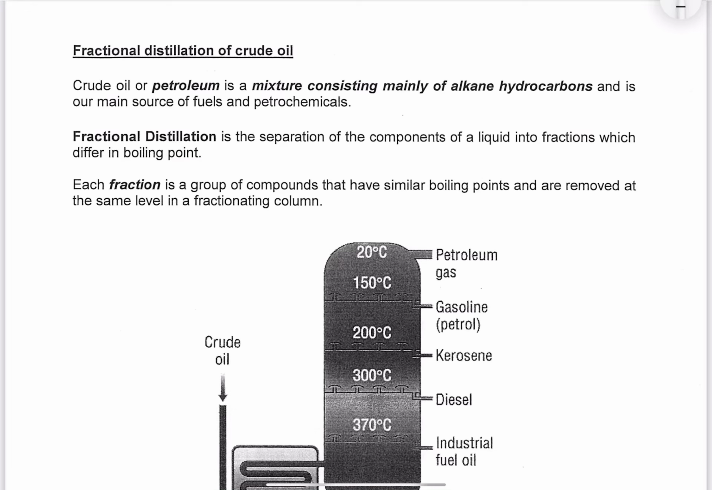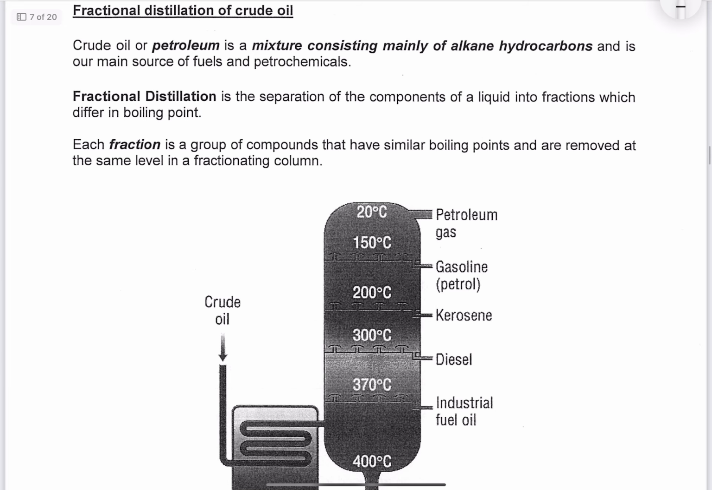In this short video, we're just going to do a recap about what you know from fractional distillation at GCSE and maybe just tweak it a tiny bit to make it more A-level appropriate. So crude oil that we extract from the North Sea, or petroleum, is a mixture that is mainly alkane hydrocarbons and is our source of fuels and petrochemicals. Petrochemicals being any chemical that is produced from crude oil.